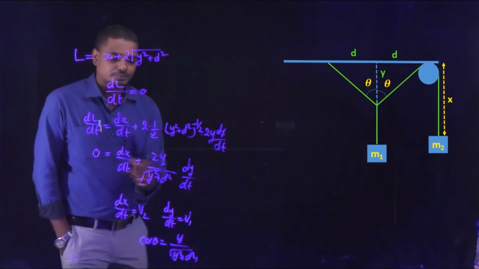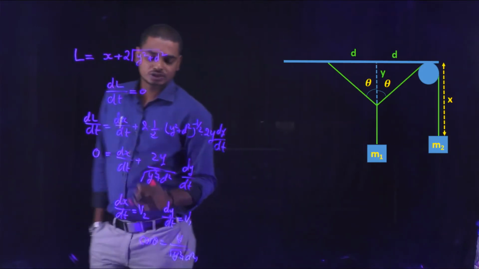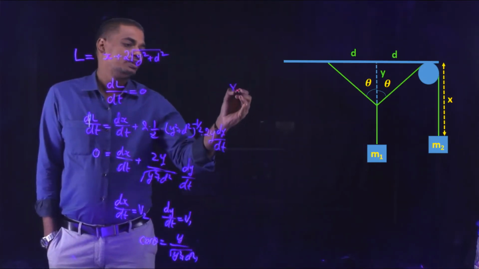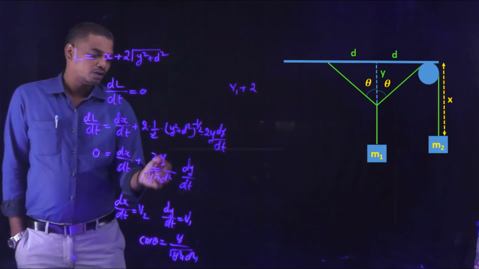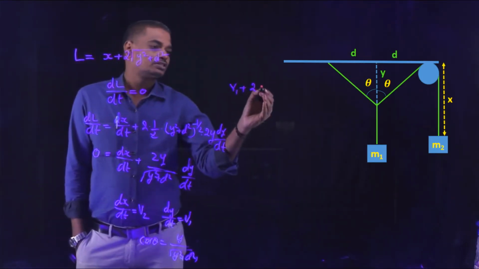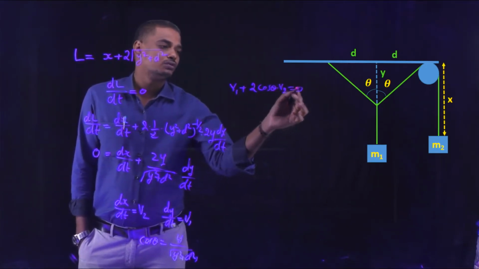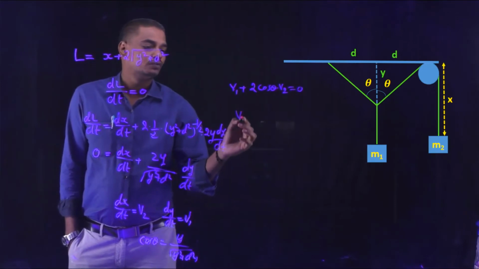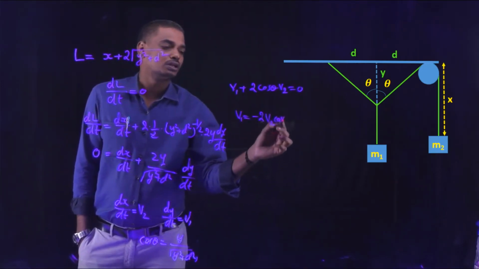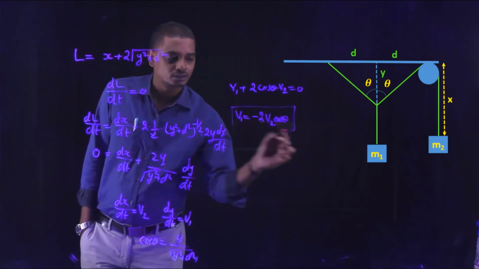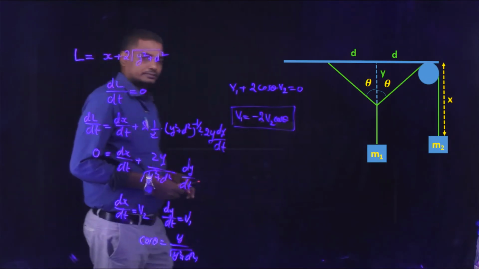Okay, so by substituting these values in the above equation, we can write dx by dt as v1 plus 2 into y by root over d square plus x square, which is nothing but cos theta, into v2 is equal to 0. From which v1 is equal to minus 2 v2 cos theta, which is the relation between the velocities of the two blocks. Right.